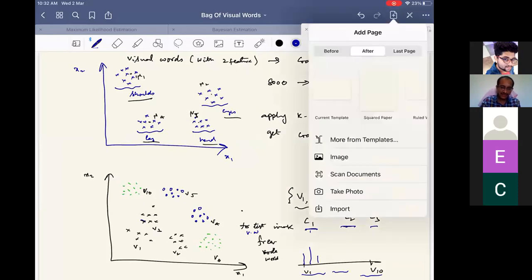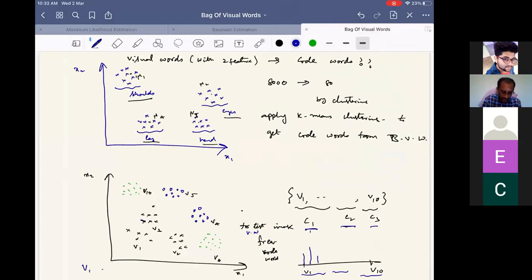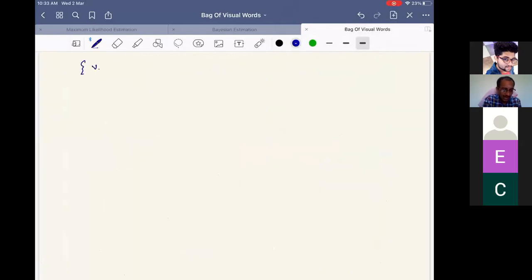The other way of doing it is, you assume that you have clustered all of them together and got V1 to V10. Now we have V1, V2 up to V10, but still we don't know which belongs to class 1, which to class 2, and so on. What we have is the training samples: for class 1, 300 samples, for class 2, 400 samples, and for class 3, again 300 samples.